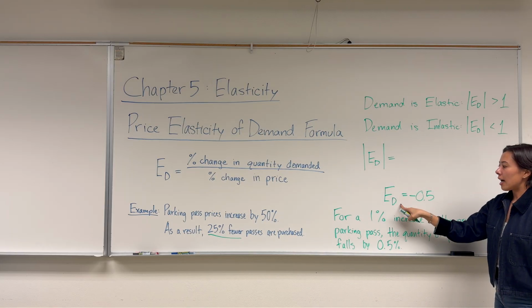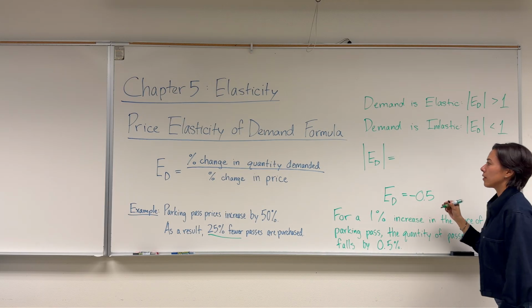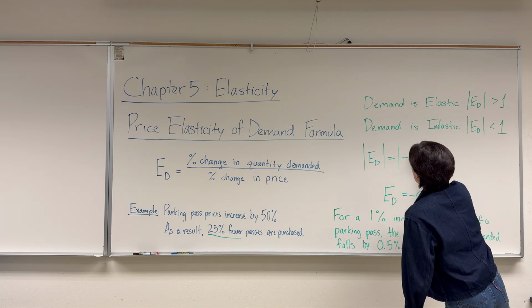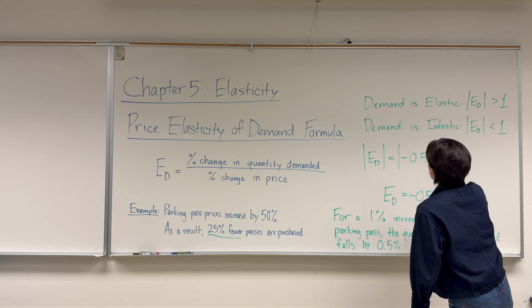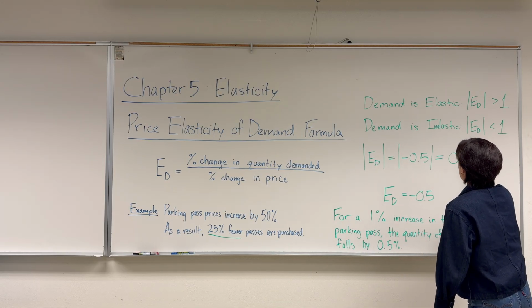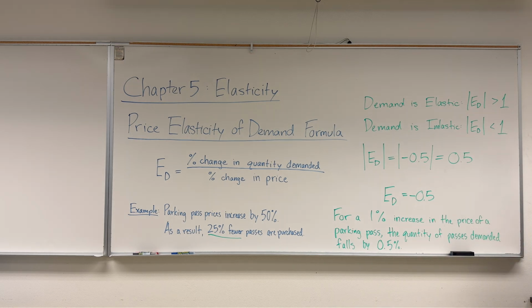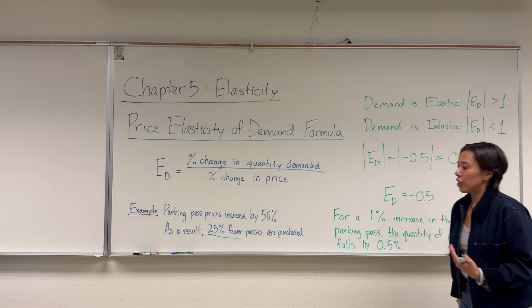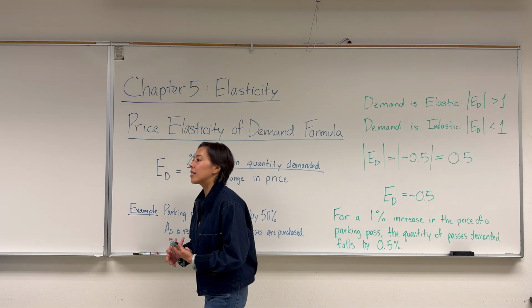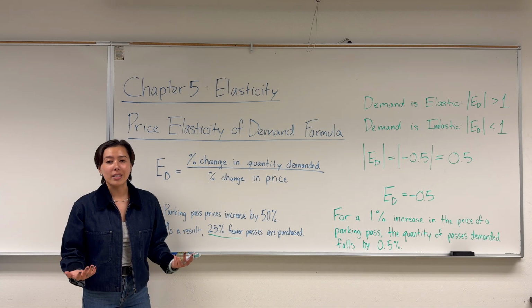So for me to find the absolute value of this number, I'm just going to make it positive. So my absolute value of my price elasticity of demand is just 0.5. And so 0.5 is less than 1, and therefore I would say that my demand for parking passes is inelastic. For a change in the price, quantity demanded responds relatively weakly.